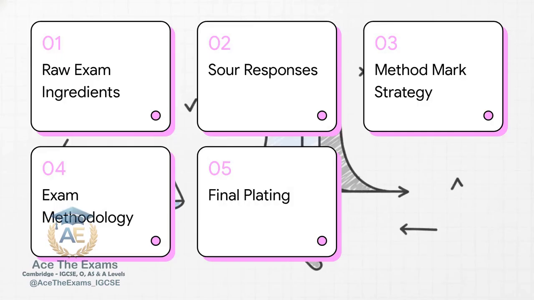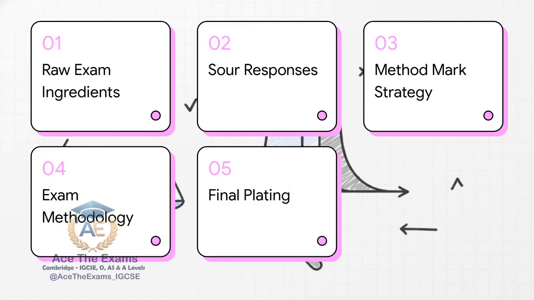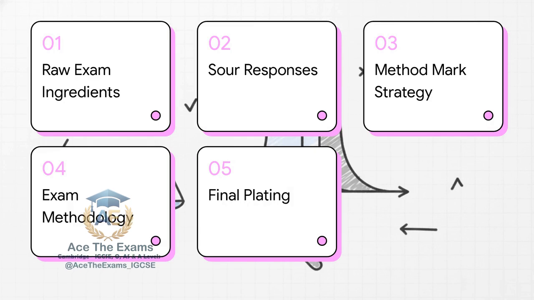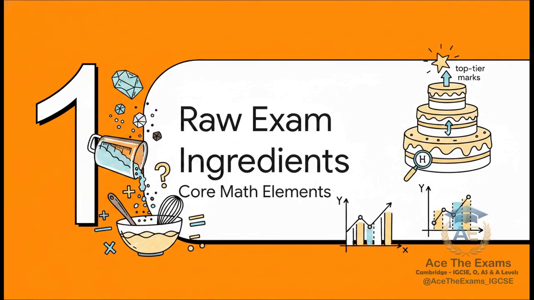Here is our rigorous prep list for today's audit. We're starting with the raw exam ingredients, then inspecting some truly sour responses. After that, we'll master the method mark strategy, perfect our exam methodology, and finally, we'll execute the 5-star final plating. All right, Section 1, the raw exam ingredients, defining your core mathematical elements.